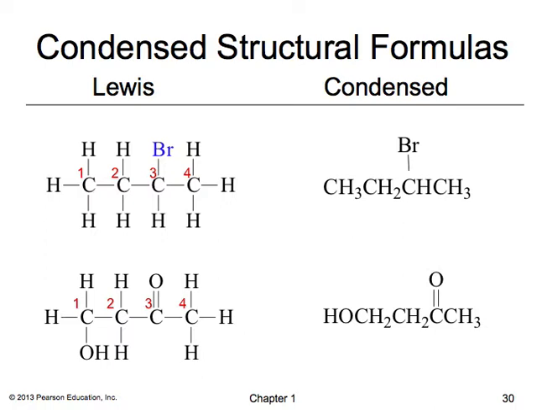So shown here are two examples, one bromo and one ketone. So in terms of condensed structures, none of the bonds are being shown except for the ones with the heteroatom, which is the bromine and the carbonyl shown here.